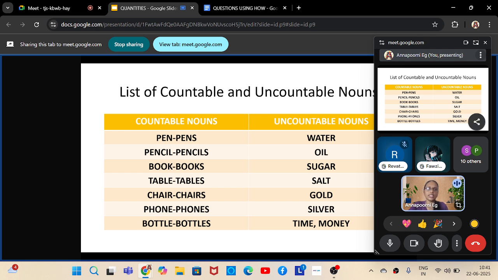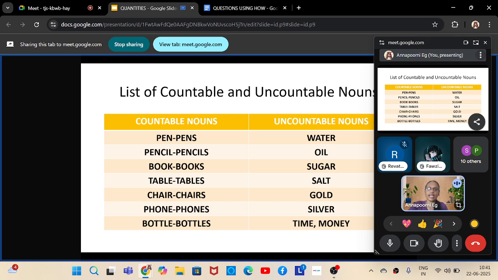Okay, so you can see that gold, silver, all these are uncountable nouns. Time and money, again, as I told you, they are uncountable. Even, for example, you can consider the air that we are breathing. Can we count how much air we are breathing? Is it possible to count how much oxygen you are breathing in, how much CO2 you are leaving out? Maybe some scientists can measure it, but we cannot count it. So air is again an uncountable noun.